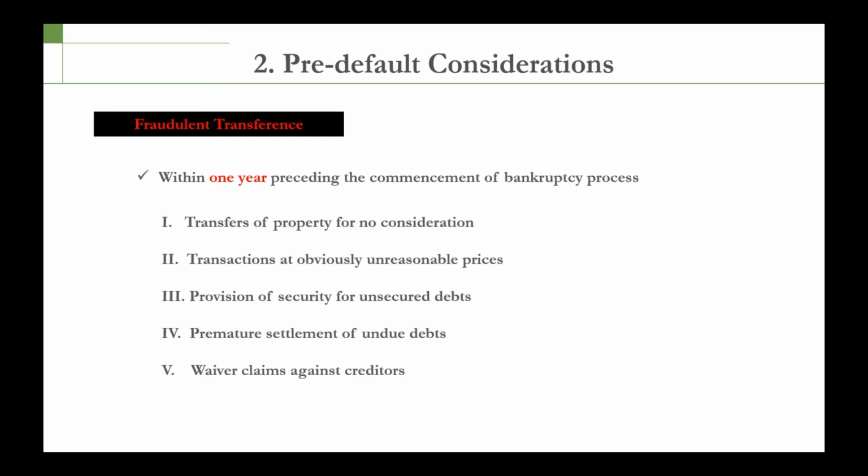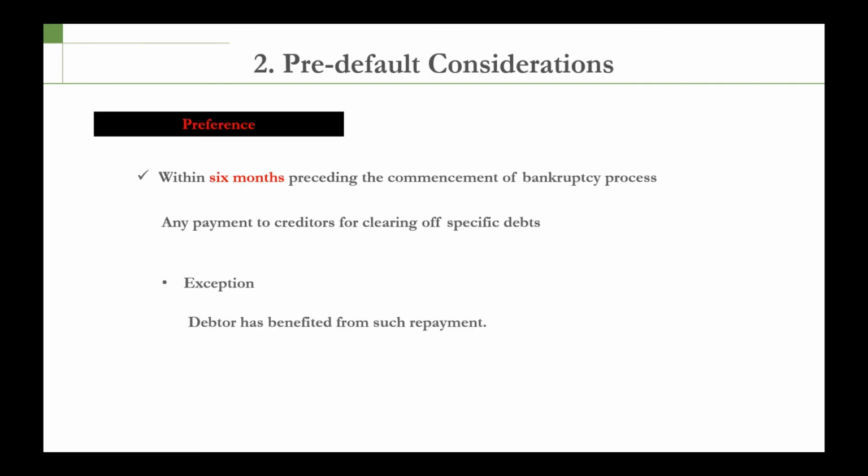The fraudulent transfer is mainly concerned with the lack of consideration and would include no consideration at all, substantially undervalue, providing security for unsecured debts, making payment when the debt is still undue, and waiving the claims against the creditors. Preference means making payment to creditors on an existing contract, unless the debtor has obtained benefit from the payment. These transactions may be avoidable if conducted within 6 months from the date of accepting the bankruptcy application.